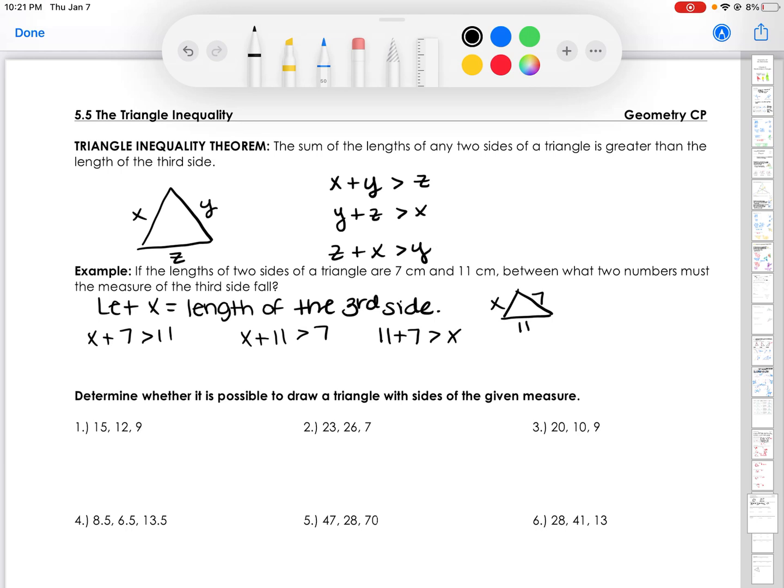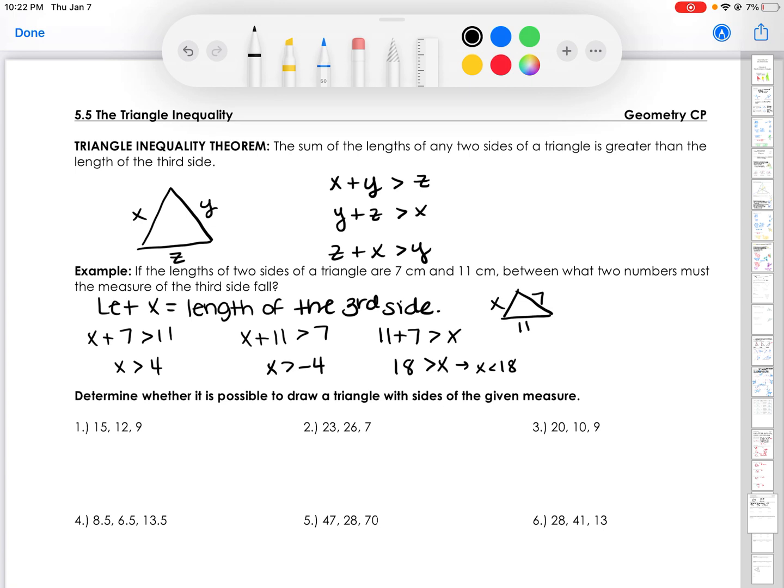All right, so we're going to solve each of these inequalities. I'll subtract 7, so I get x is greater than 4. I'll subtract 11, so I get x is greater than negative 4, which doesn't really make a lot of sense. And then I'll get that 18 is greater than x, which really is the same as saying x is less than 18. Okay, so when I'm saying I really need to take all three of these into account, that x is greater than negative 4, x is greater than 4, and x is less than 18.